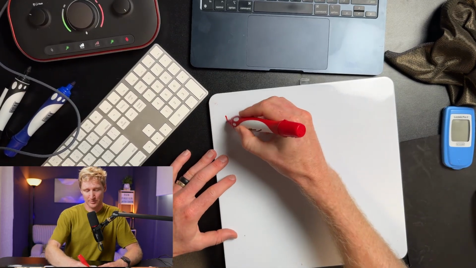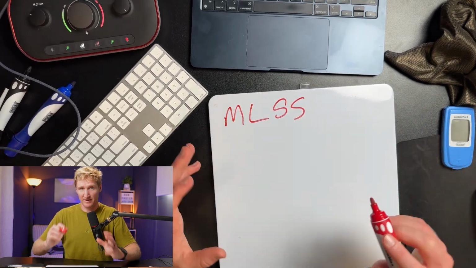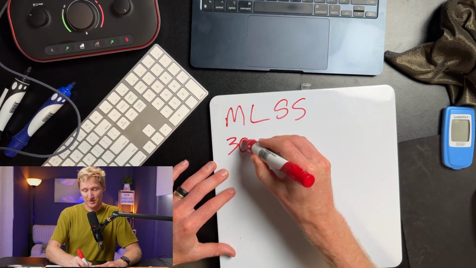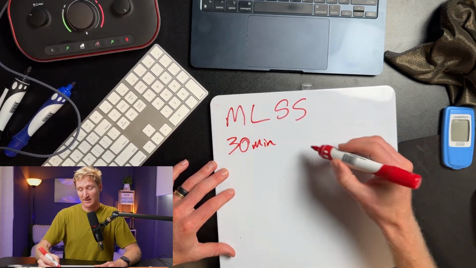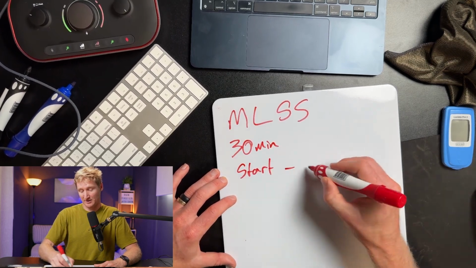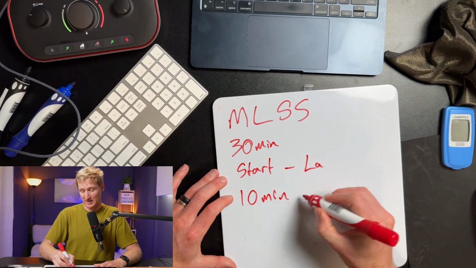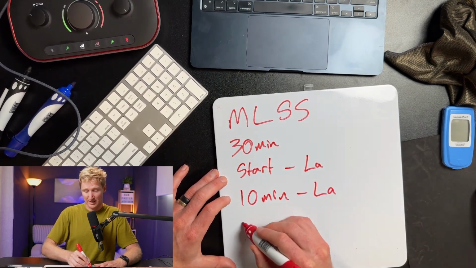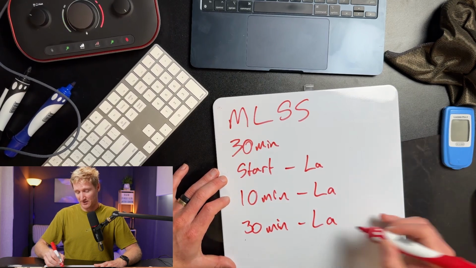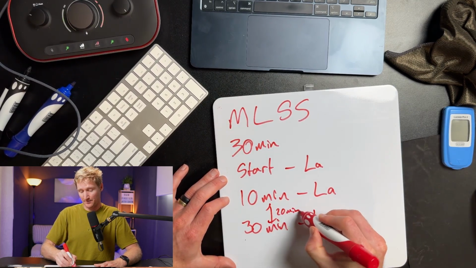A traditional maximal lactate steady state test is done almost exactly the same as my 30-minute test. So what you want to do is you do 30 minutes and then you take a lactate at the start. So we'll take lactate there, and then 10 minutes in, we will take lactate there, and then at 30 minutes, we will take another lactate reading. So that is a 20-minute gap in there.